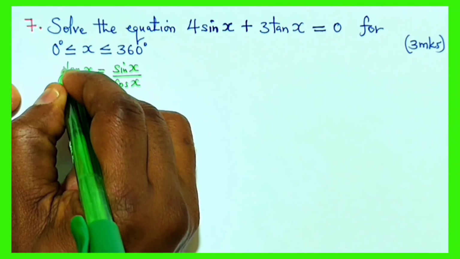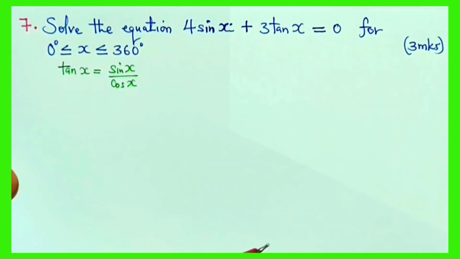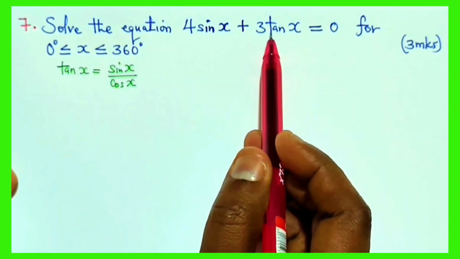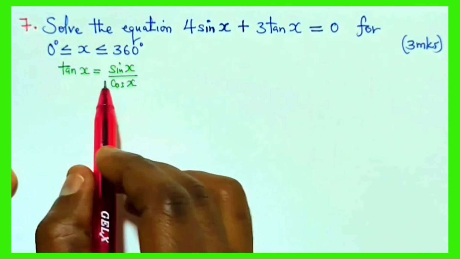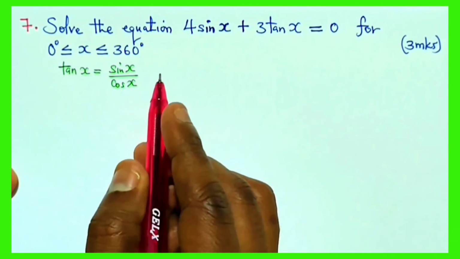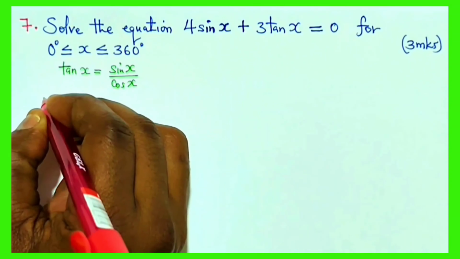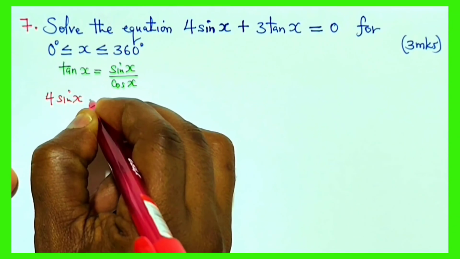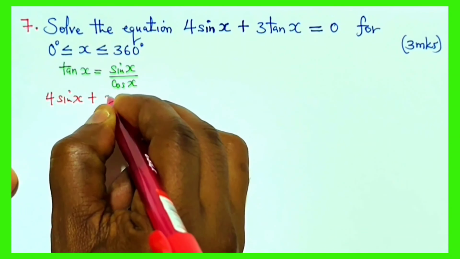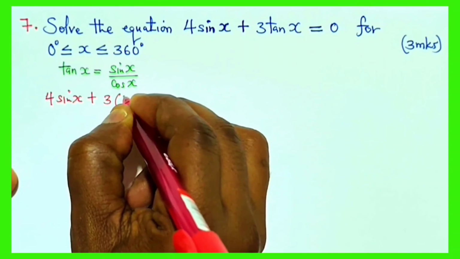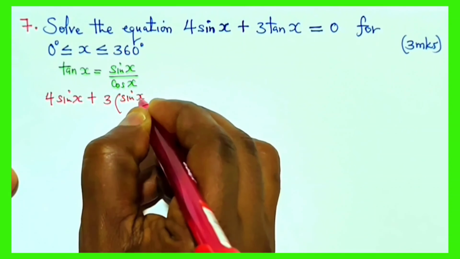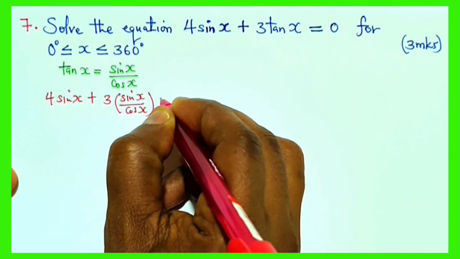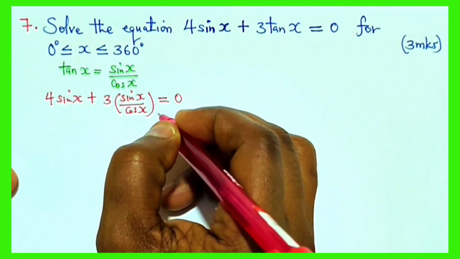So this is tan x here. Therefore, where there is tan x in the equation, we are going to substitute that with sine x over cos x. So we are going to have 4 sine x plus 3 into sine x over cos x. This will be equal to 0.